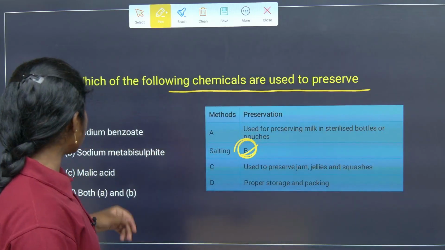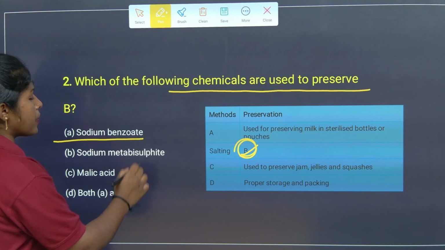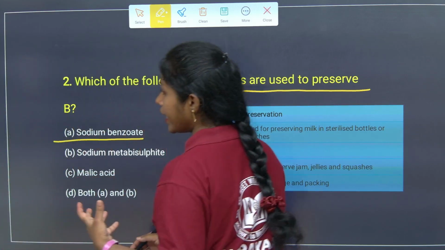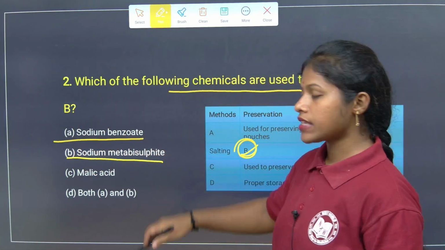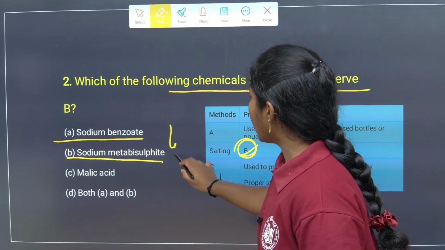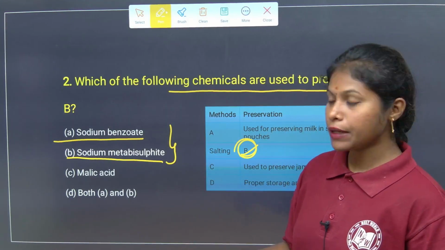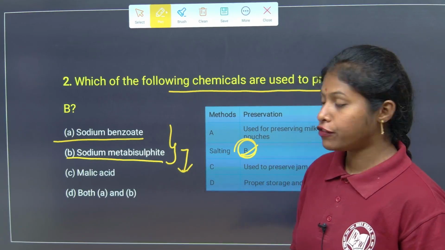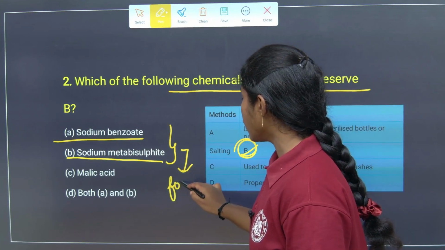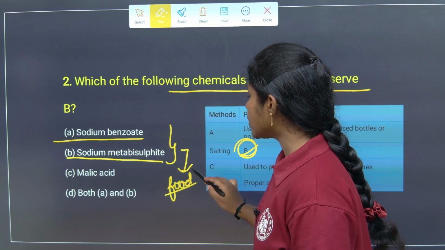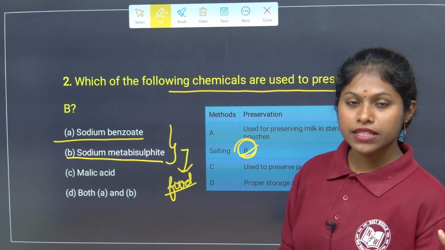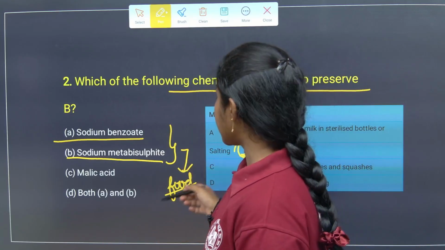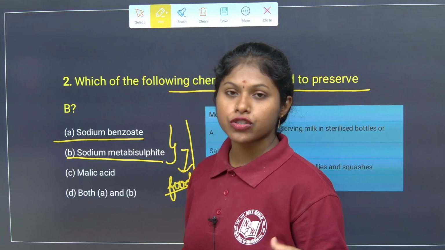Here they are using sodium. We all know that the chemical preservatives used to increase the shelf life of food are sodium benzoate and sodium metabisulfite. These chemicals come under the group of artificial preservative methods, which increase the shelf life of food by avoiding the growth of microbes in it, right children? This is how these chemicals avoid the growth of microbes in the food. These are the artificial preservative methods used for storing food.